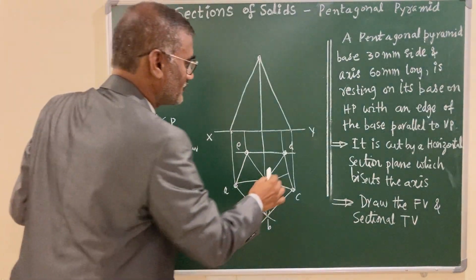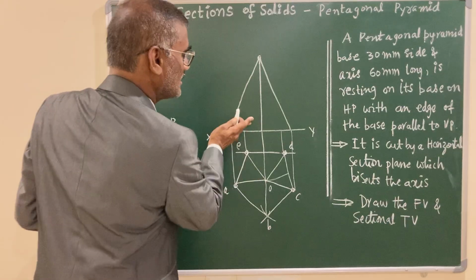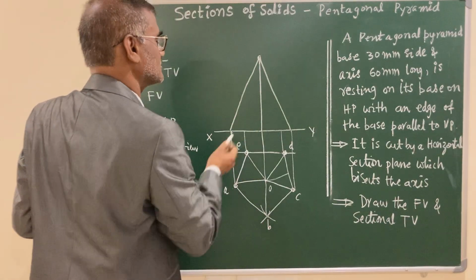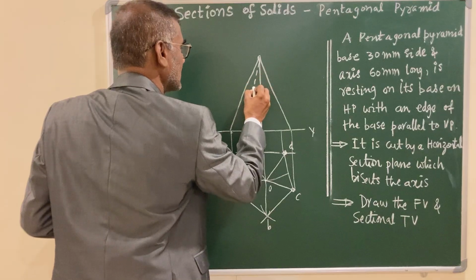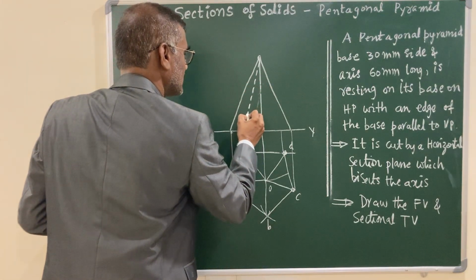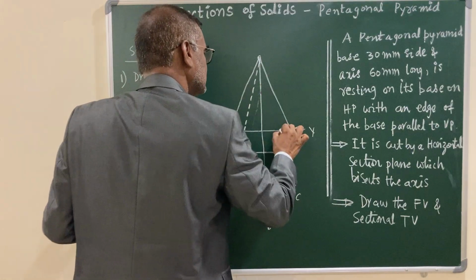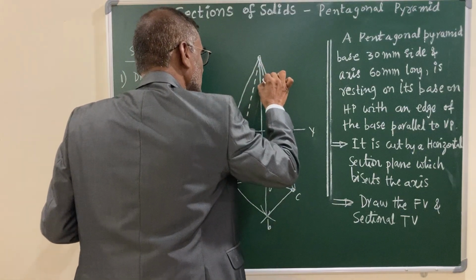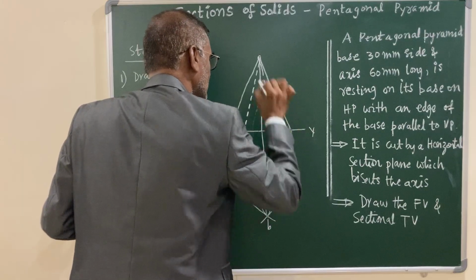You can observe carefully. D and E slant edges are near to the plane, away from the observer. So these slant edges you have to mark with a dashed line. As you know, the dashed line notation is 4 to 4 to 4 to 4; you have to follow that. A length of 4 mm and a gap of 2 mm you will be following.